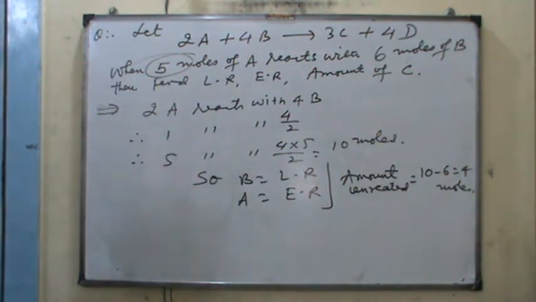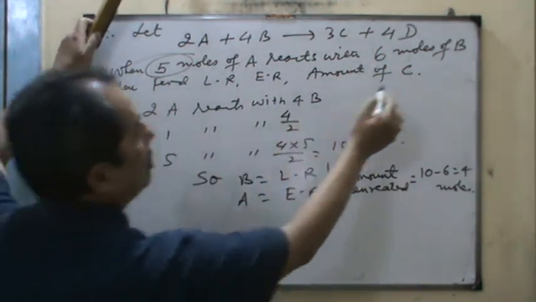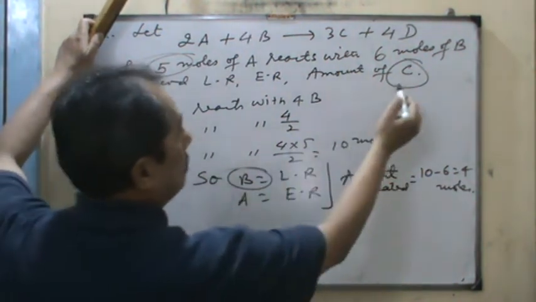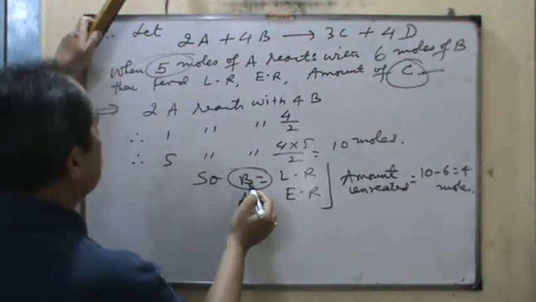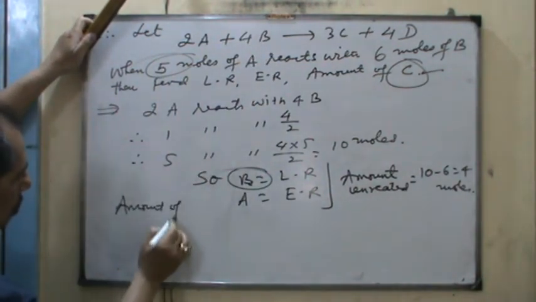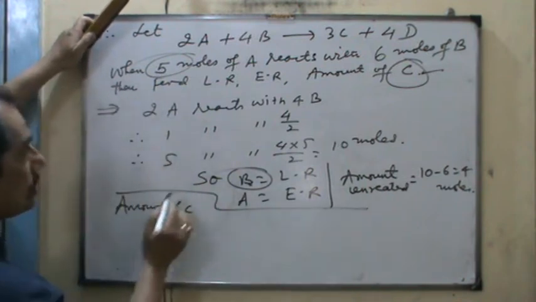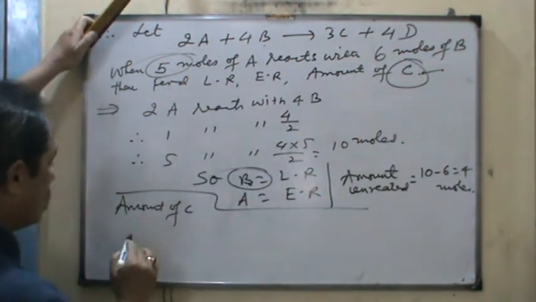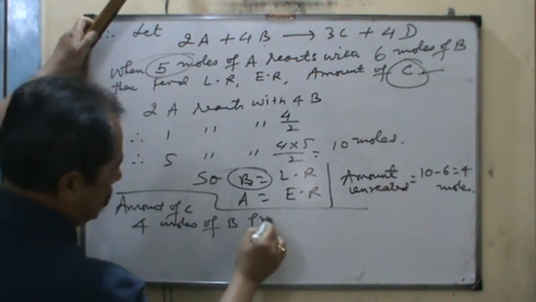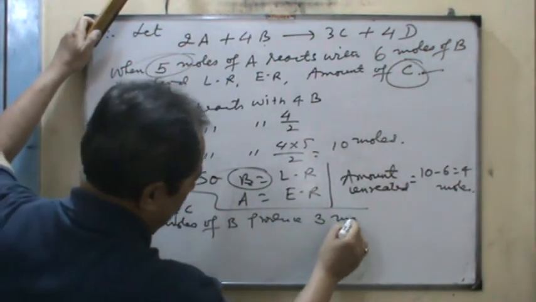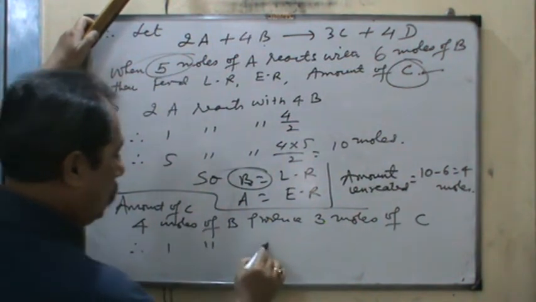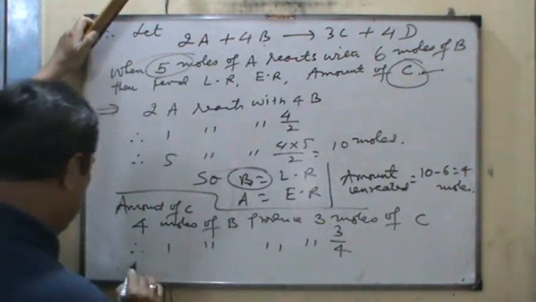Then the question is to calculate the amount of what? C. To calculate C, we go for the limiting reagent. To find C we need the limiting reagent. What is the limiting reagent? B. So write down the amount of C. Dear friends, 4 moles of B produce 3 moles of C. Therefore, in 1 mole, 3 by 4.